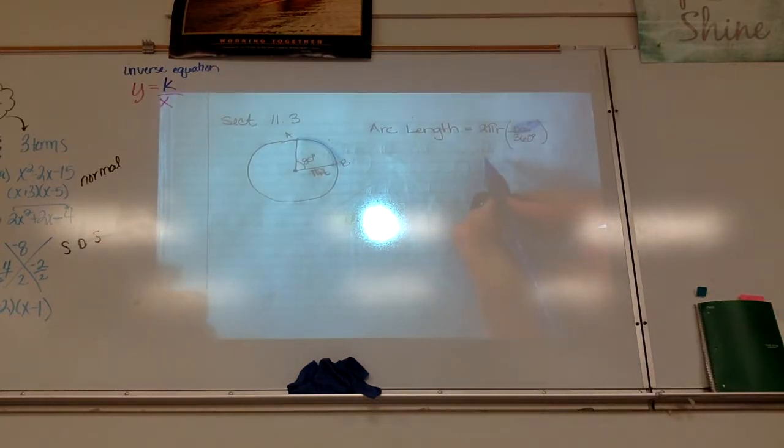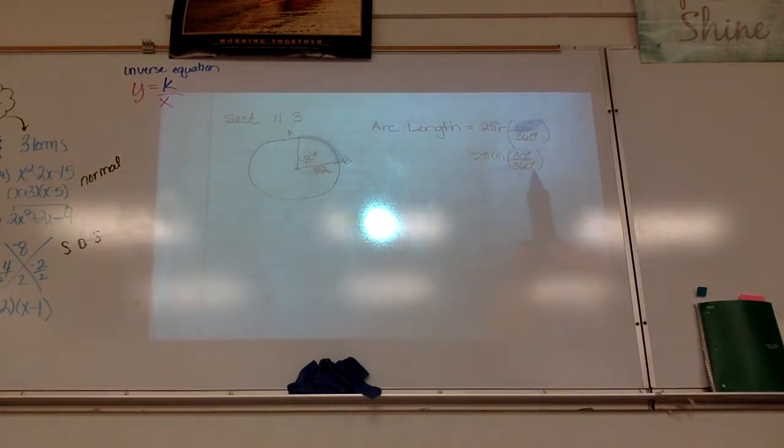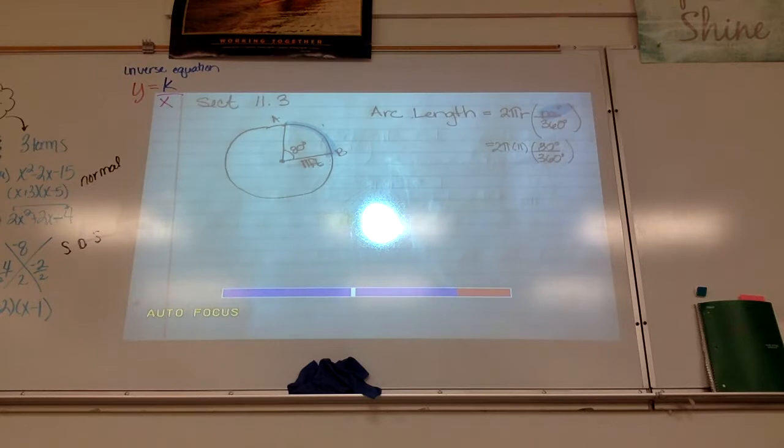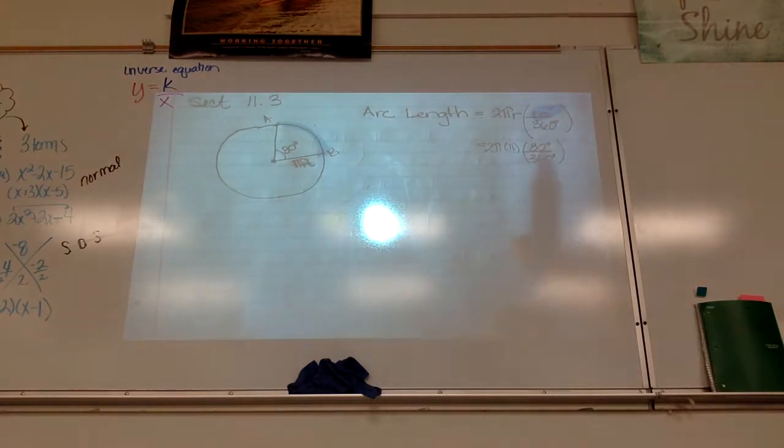So get your calculators out and do this one with me. So in our example here, 2 pi 11 multiplied by 80 over 360. You may want to start with 80 divided by 360 first. And then multiply that by 11, by 3.14, and by 2.